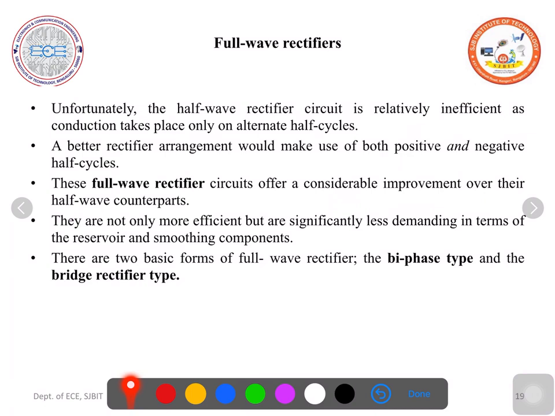So half wave rectifier efficiency is very less, ripple factor is more. The diode conducts only in one half cycle, only one half cycle is rectified. So it is very rarely used.